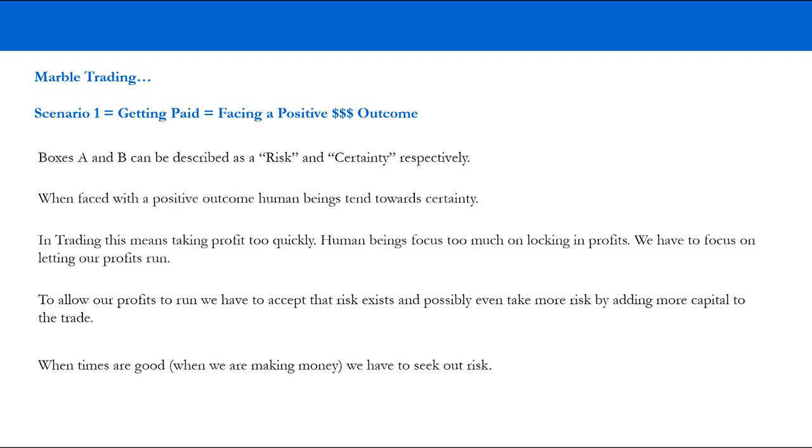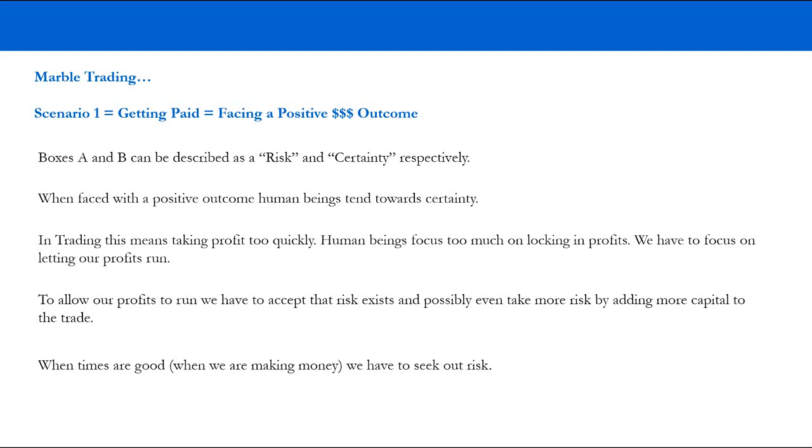So the outcome here, scenario 1, getting paid: when we take surveys on this with lots of people involved, especially in seminar rooms, when the Institute is presenting live, 80% of people in the scenario of getting paid, so facing a positive outcome, making money, will tend towards box B, and 20% towards box A. So if you wrote down box B, there's nothing wrong with that. It just means you're being human.